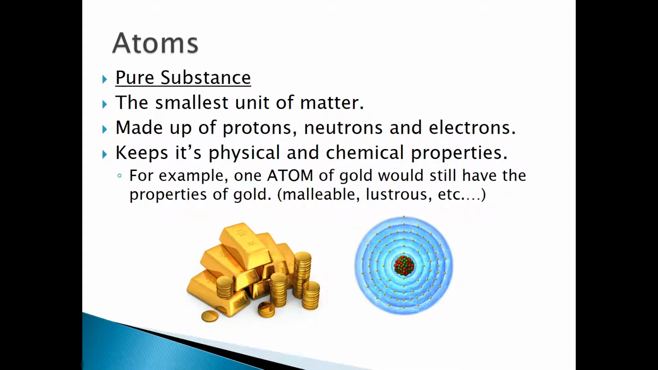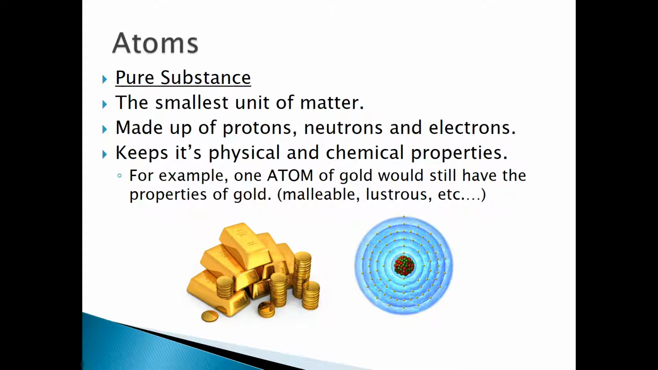It keeps its physical and chemical properties. So one atom of gold would have the same property as a bar of gold. This is only true if the atom isn't bonded to other atoms. So if you just had pure gold, you can break it up into all individual components, separate it out. Every component of that gold bar has the same property. It's another reason it's a pure substance.